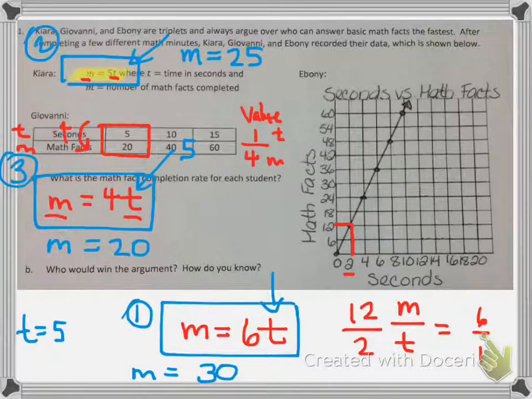values, compare different ratios. Okay, so from the equation we get the value. We remember that the number attached to the variable is the value of the ratio. So we're really just comparing values. How many math facts do they do in 1 second? If you can find that, you can compare them no matter what their rates are.